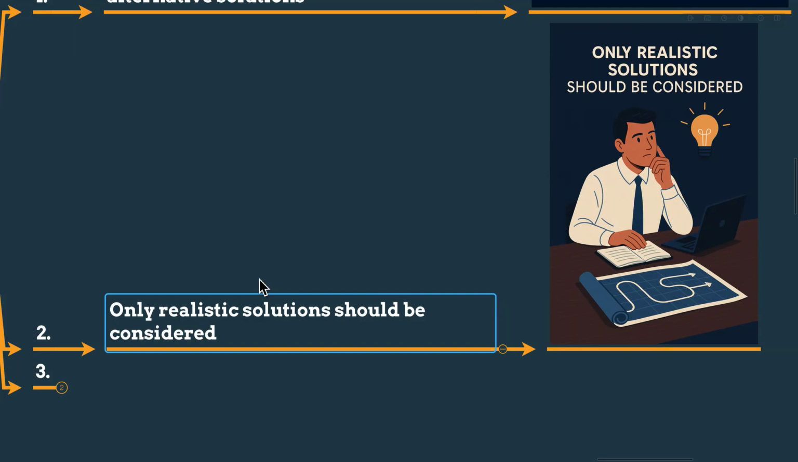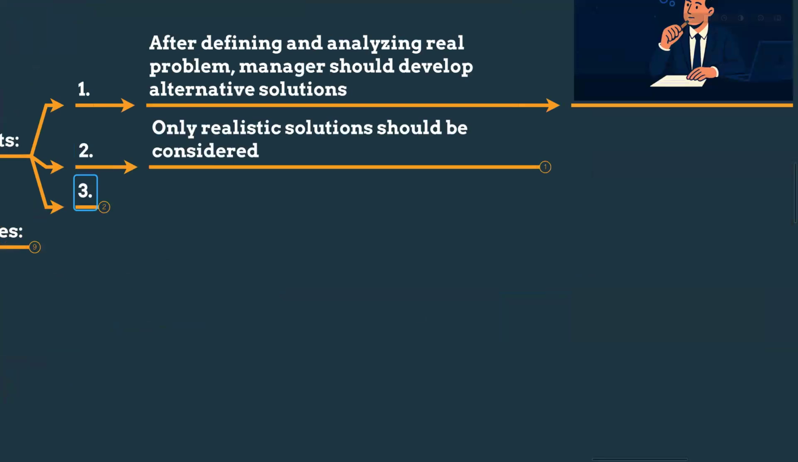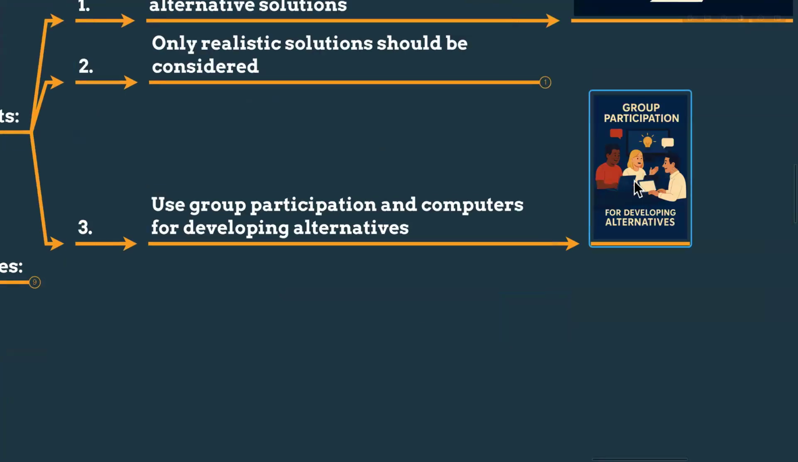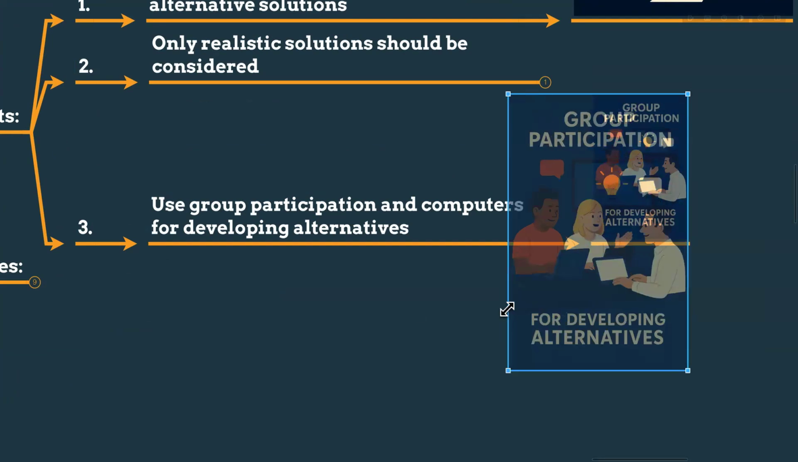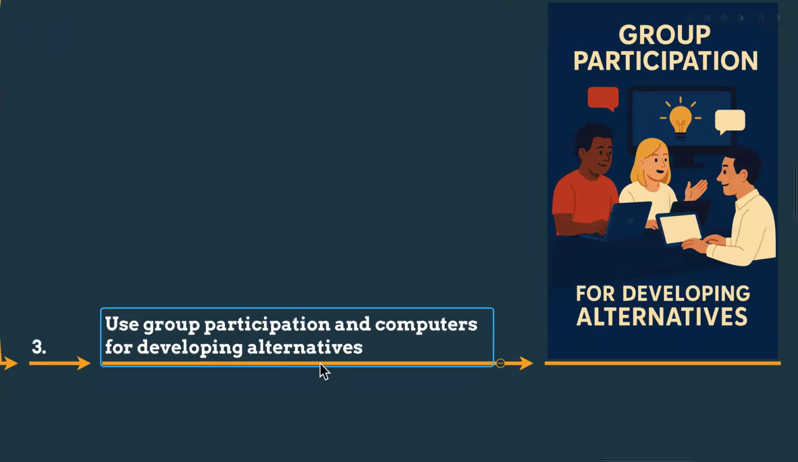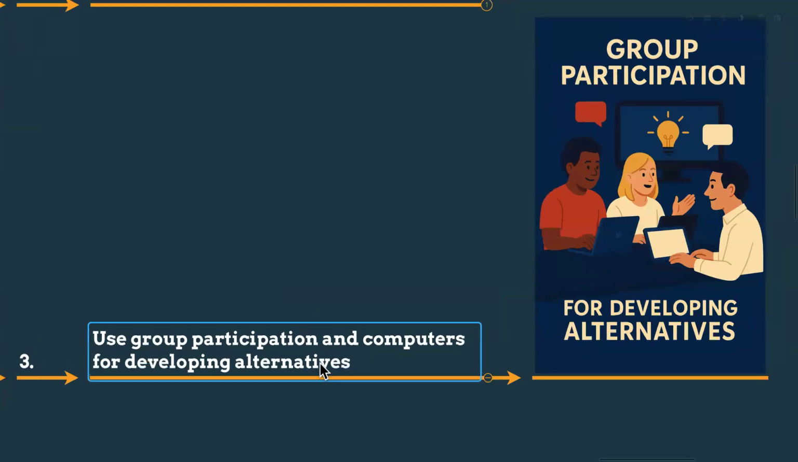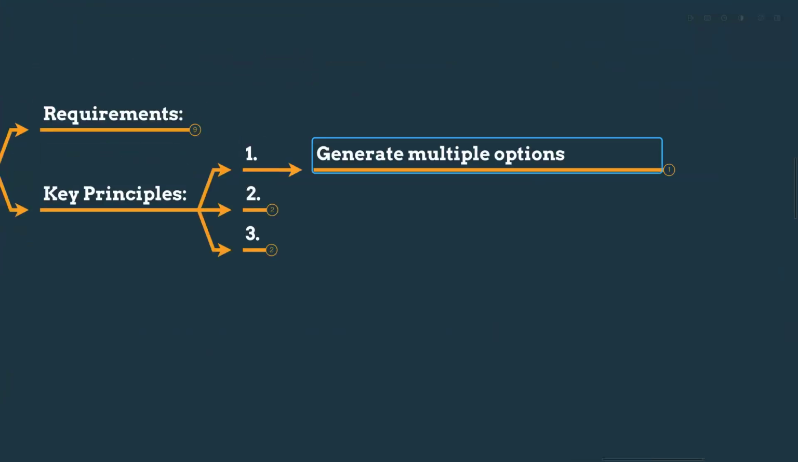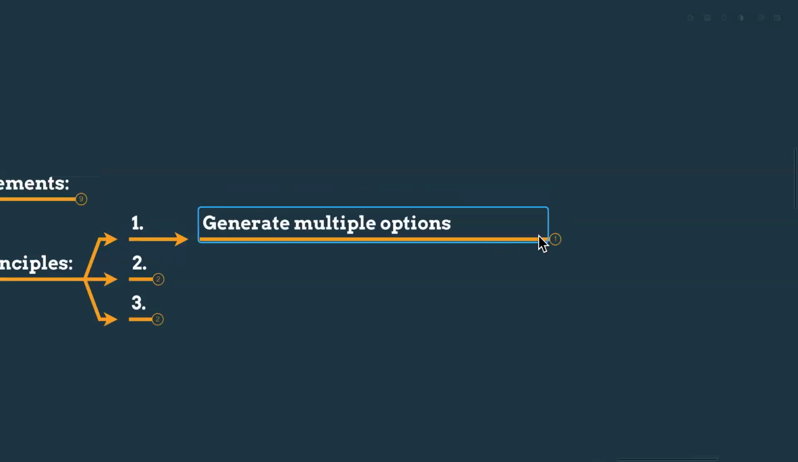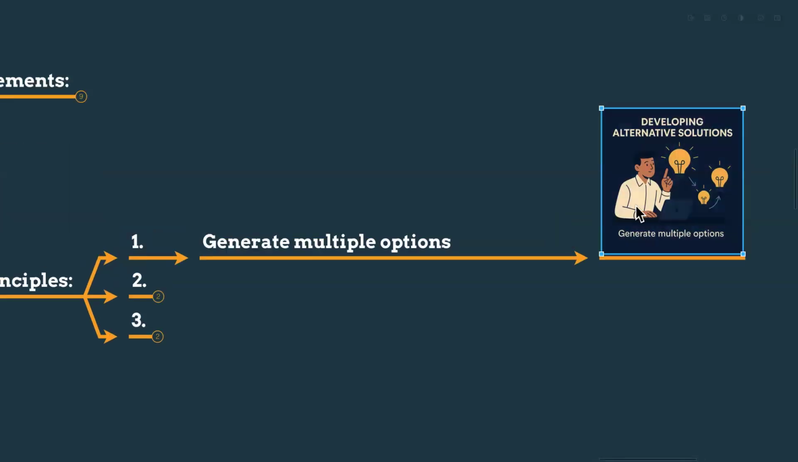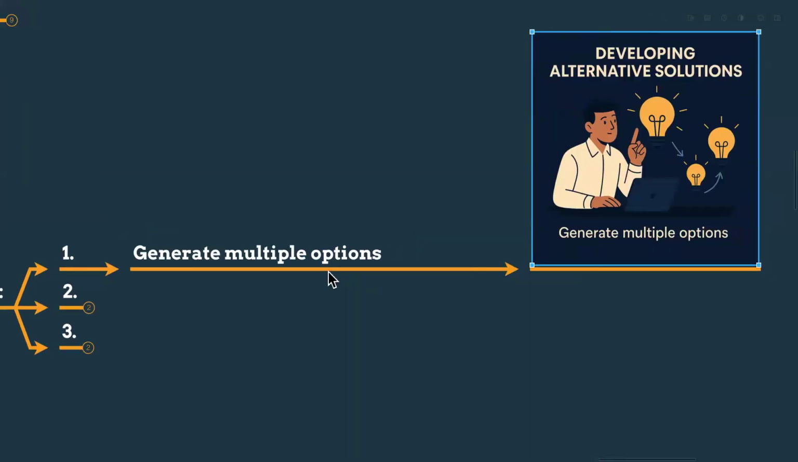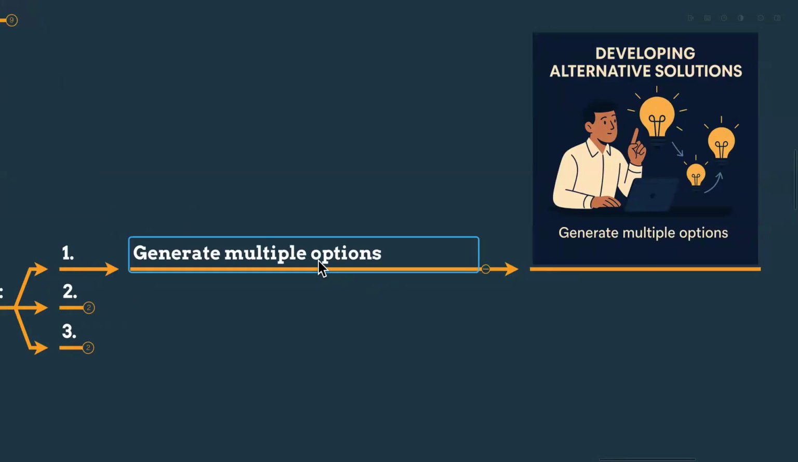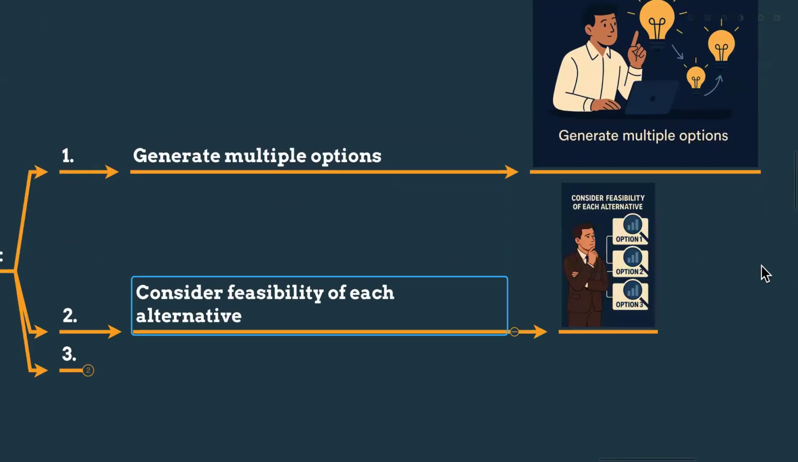So you have to think about realistic solutions and use group participation and computers for developing alternatives. For the moment, people are using artificial intelligence, right? So group participation means participating with your teammates and developing some alternatives. The key principles for generating alternatives, my dears: you have to generate multiple options first, right? Multiple options, not only two or three.